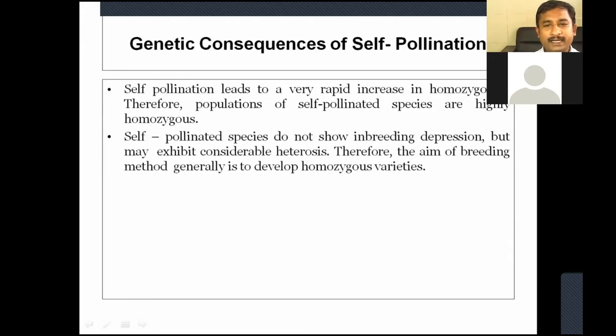So inbreeding depression and heterosis are opposite terms from a breeding point of view. I request you people to read about these two terms, inbreeding depression and heterosis. Yes, did you people get a little bit of an idea of what heterosis is?